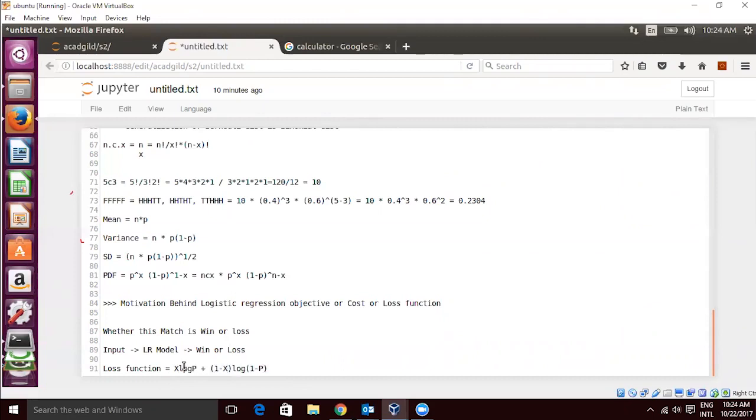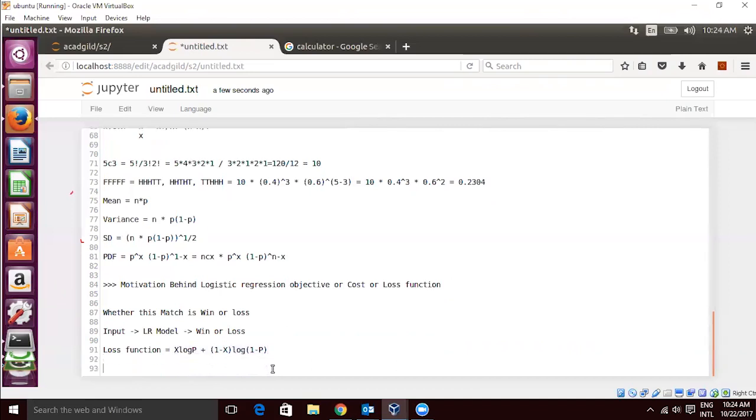This is the formula for logistic regression: x into log p plus 1 minus x into log 1 minus p. Okay, so now you ask me a question, how do you derive this formula? As I said, I derived this formula using Bernoulli distributions.